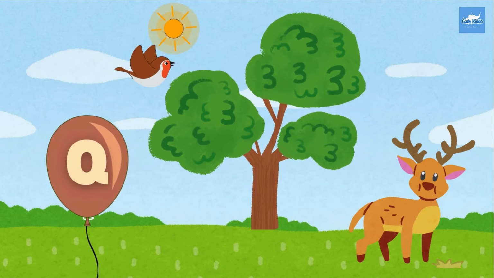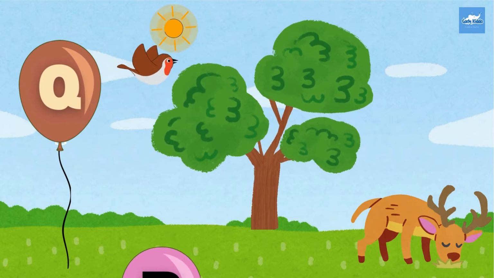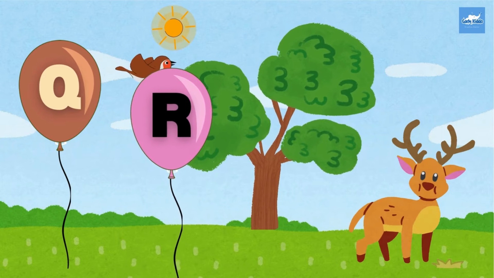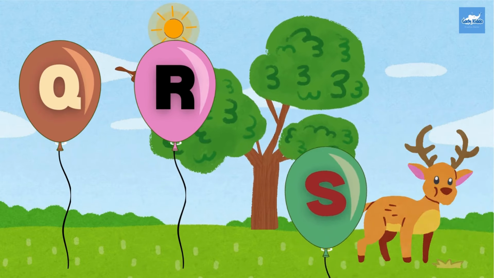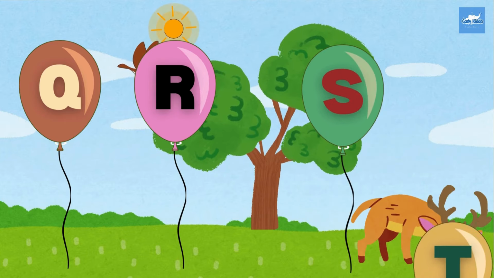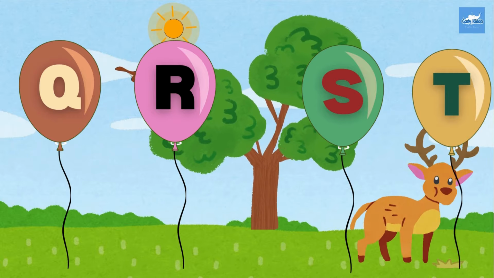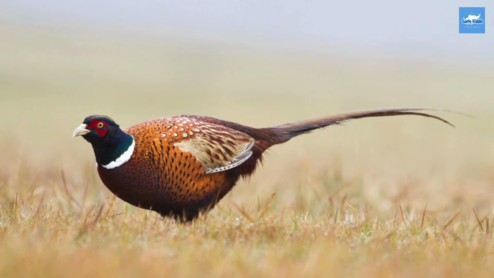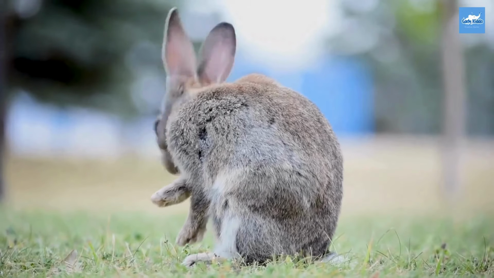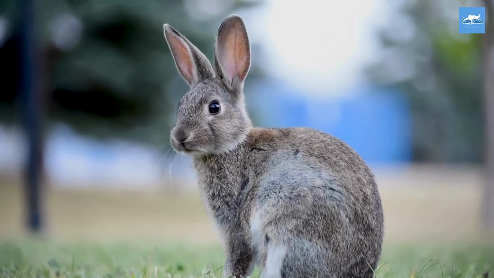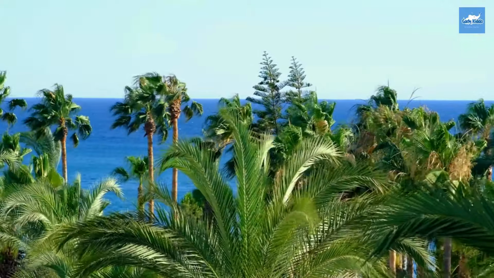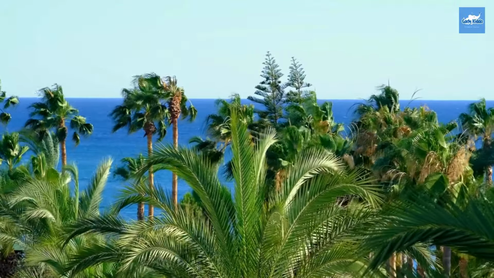Q. R. S. T. Q for quail. R for rabbit. S for sun. S for sun. T for tree. T for tree.